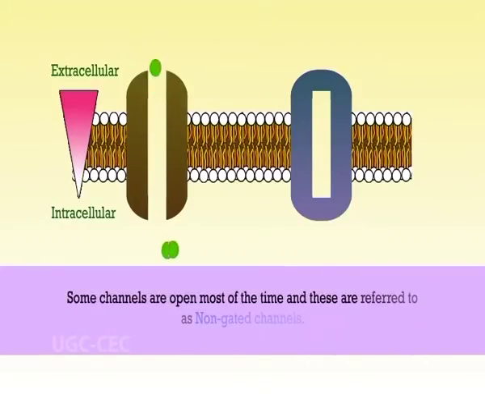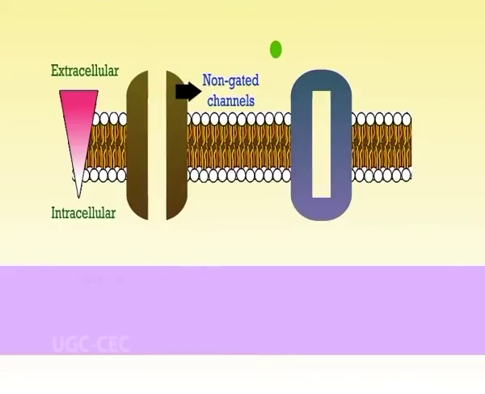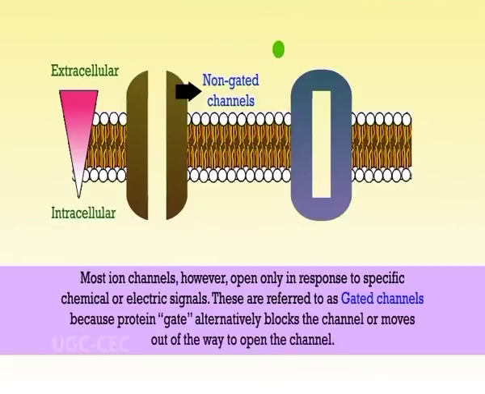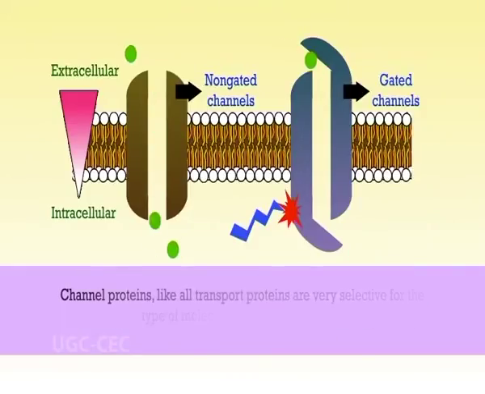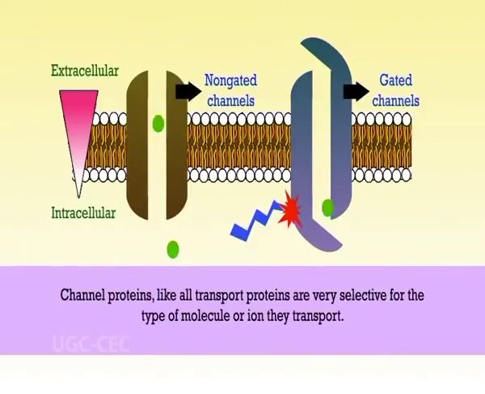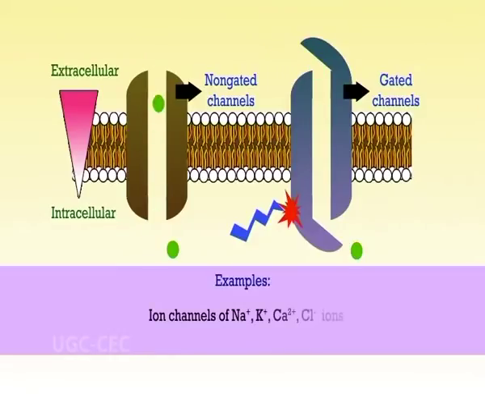Some channels are open most of the time, and these are referred to as non-gated channels. Most ion channels, however, open only in response to specific chemical or electric signals. These are referred to as gated channels because a protein gate alternately blocks the channel or moves out of the way to open the channel. Channel proteins, like all transport proteins, are very selective for the type of molecule or ion they transport. Examples are ion channels of sodium, potassium, calcium, chloride ions, etc.